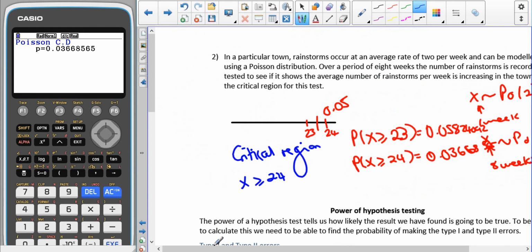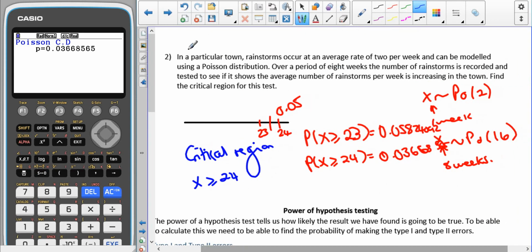And then for the second Now You Try question, we had, in a particular town, rainstorms occur at an average rate of 2 per week and can be modelled using a Poisson distribution. Over a period of 8 weeks, so we had to change it from 1 week to 8 weeks. So you can see there I've times by 8, so my parameter of 2 is now a parameter of 16. This is recorded and tested to see if the average number of rainstorms per week has increased in the town. So this is a one-tailed test and we're looking for an increase. Find the critical region of this test.